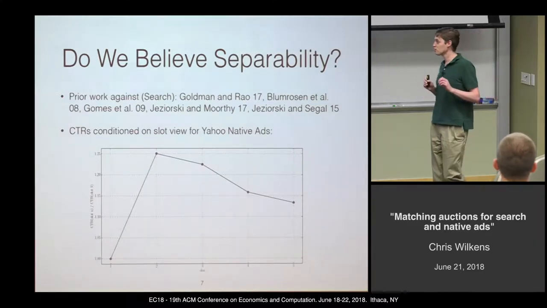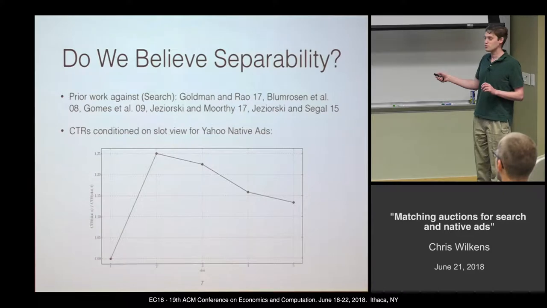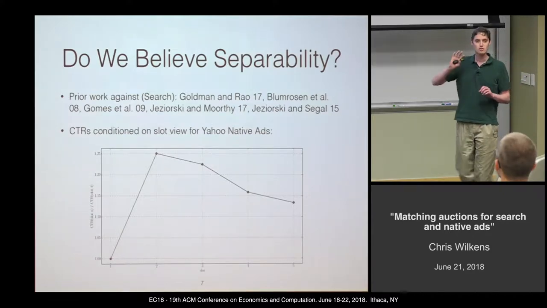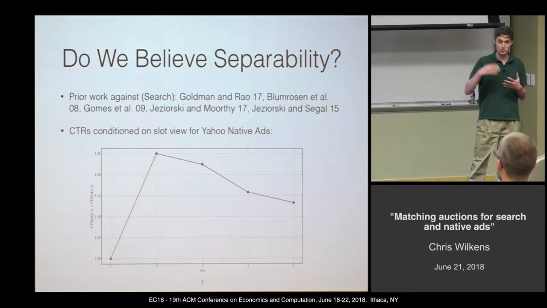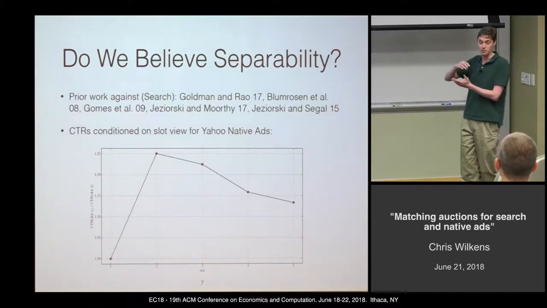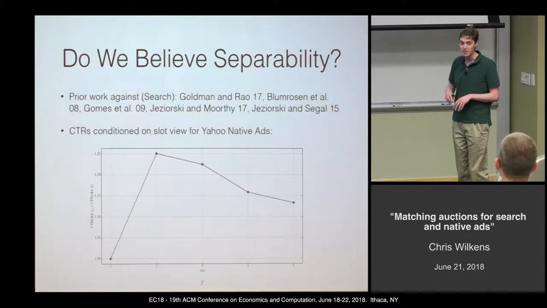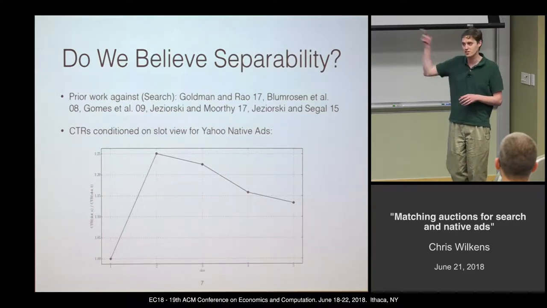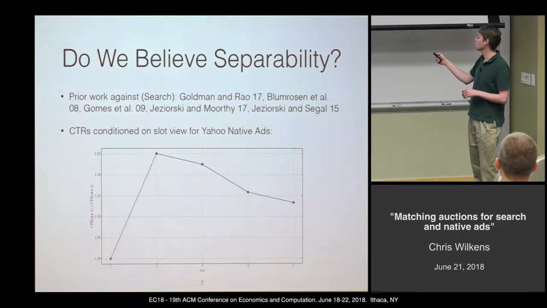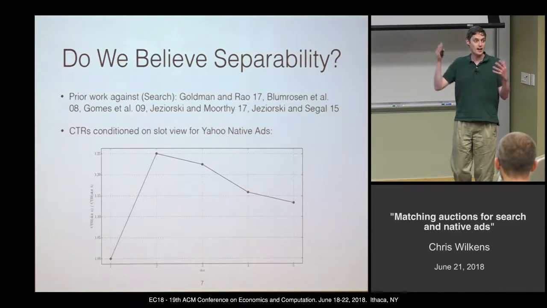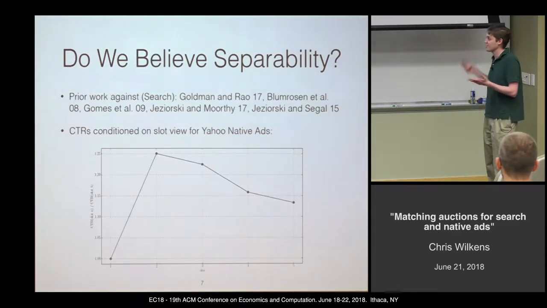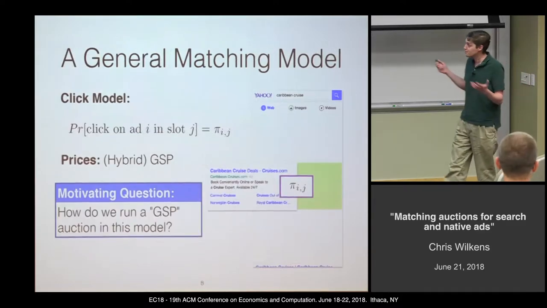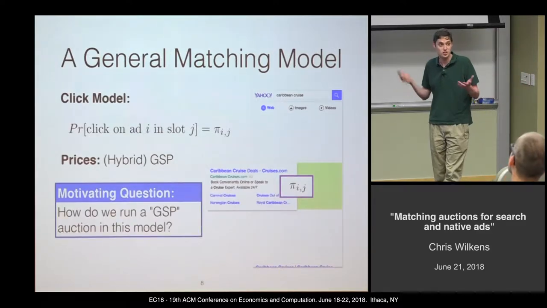One reason for this might be the fact that the first slot shows up on the page regardless of whether or not the user was intending to look at the stream of news articles that includes the ads, say if they were just trying to navigate to their mail and click that link in the top corner, whereas the second one only appears if they actually were engaging with that news feed. So this suggests that separability doesn't hold. And we need to figure out what to do in a general model.